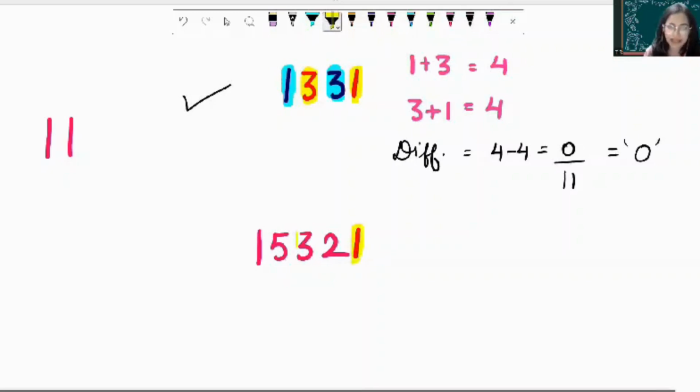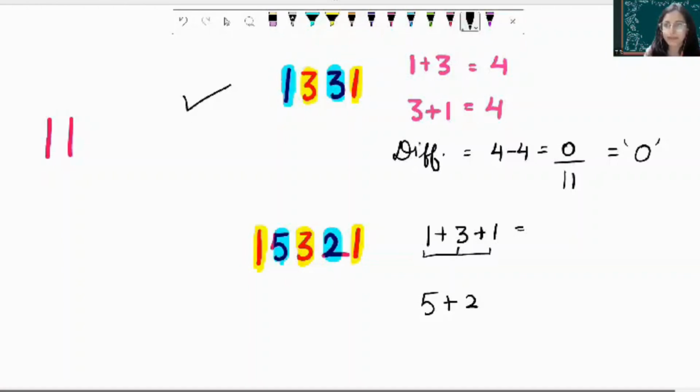Yes. So, let's highlight the alternate numbers we are getting here. So, the other numbers are these, right? So, let's add all the numbers. The yellow ones are 1 plus 3 plus 1. And the blue ones are 5 plus 2. What are you getting here? 3 plus 1, 4. 4 plus 1, 5. Here you are getting 7.